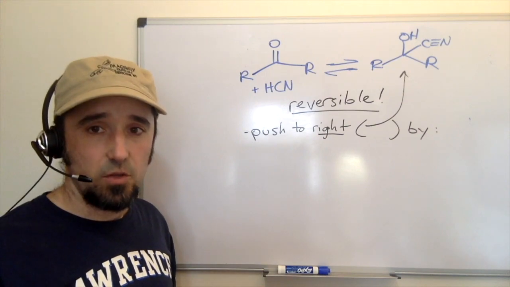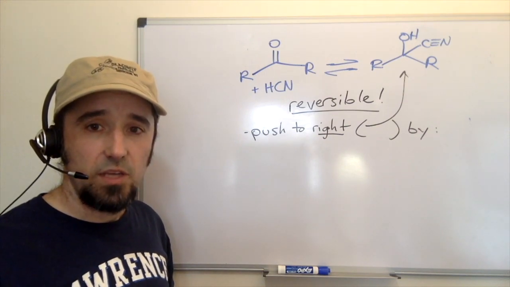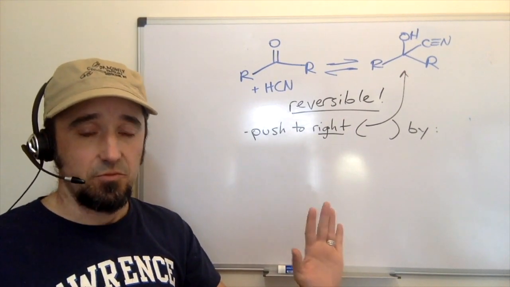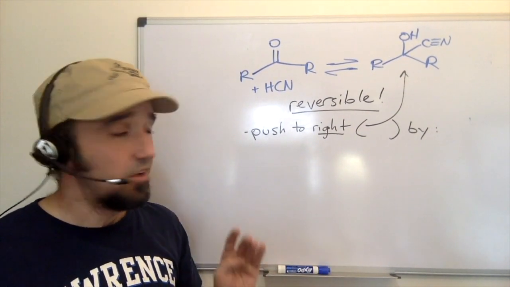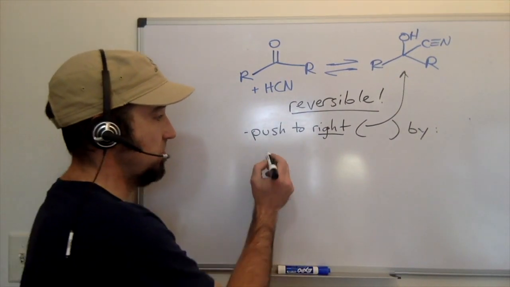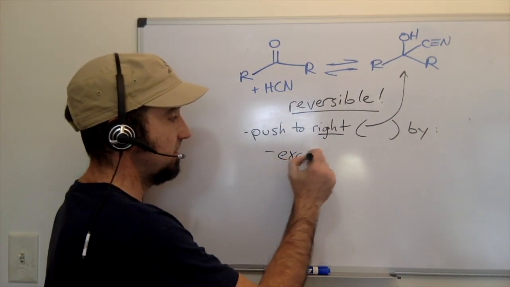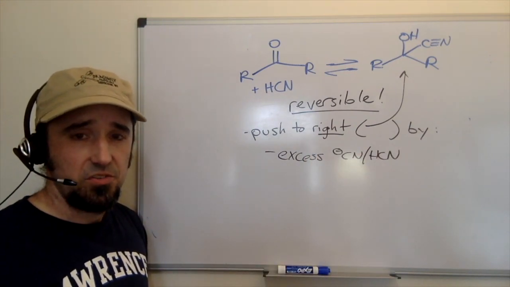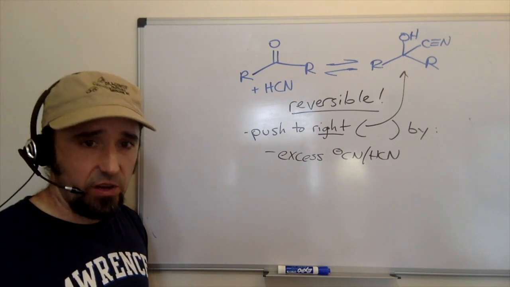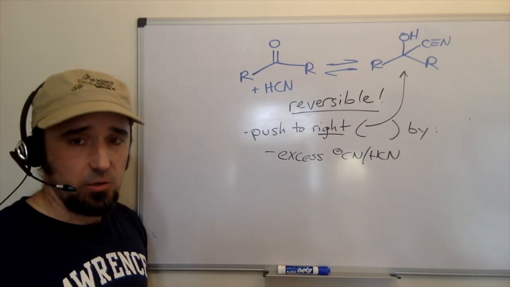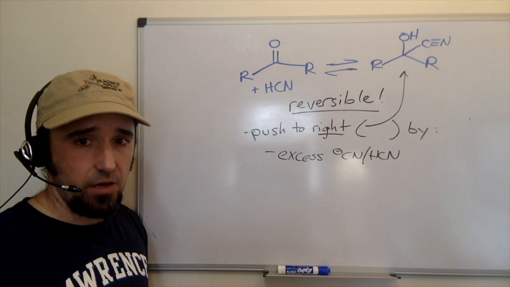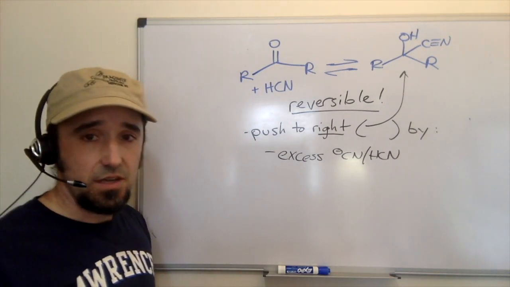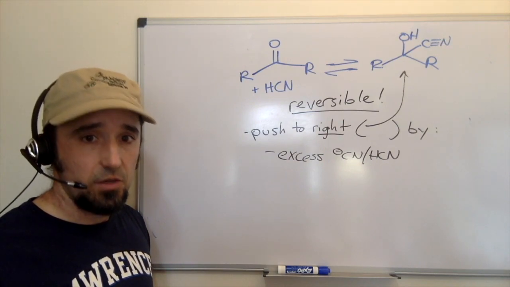So as I said, this is at equilibrium. And so how can we force this equilibrium to go further to the right if we really want the cyanohydrin? So one way to push it to the right is to use excess cyanide, right? So this is Le Chatelier's principle. If I add more reagents, if I add more HCN, then I will push the equilibrium to the right to make more cyanohydrin. Another way that's maybe less obvious is to use unhindered carbonyl compounds.